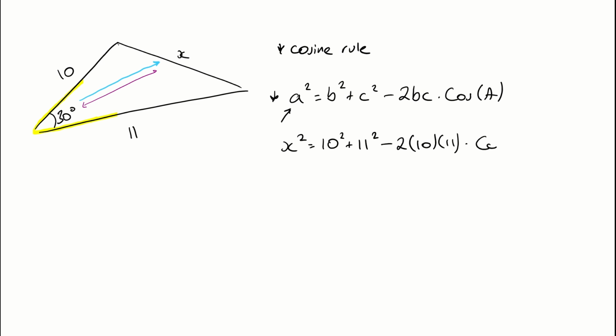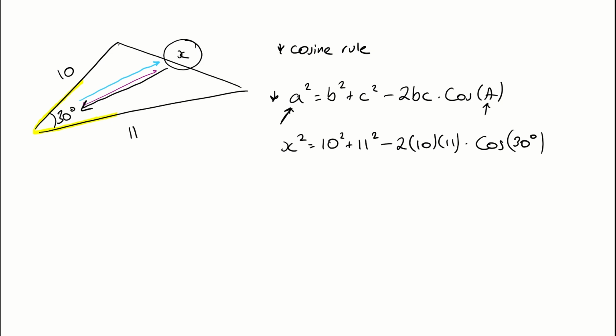And I'm multiplying by the cosine of the angle, which sits opposite the side which I'm trying to find. So I'm trying to find this side, and I've got this angle which sits opposite it. That's why the lowercase a and the uppercase A are there. So I put my 30 degrees into here.